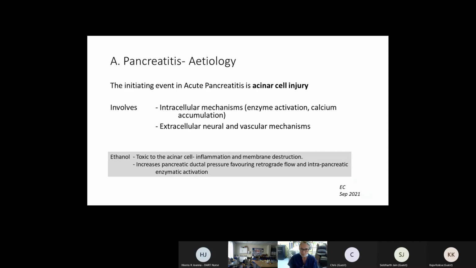And ethanol is toxic itself, so we don't need to have a lesion to the pancreatic parenchyma. Ethanol can do it by itself, and so that's the cause of alcoholic pancreatitis. The cause is basically the alcohol.